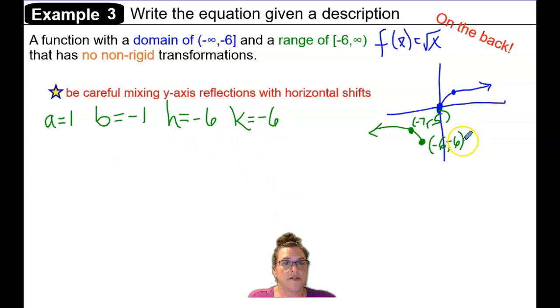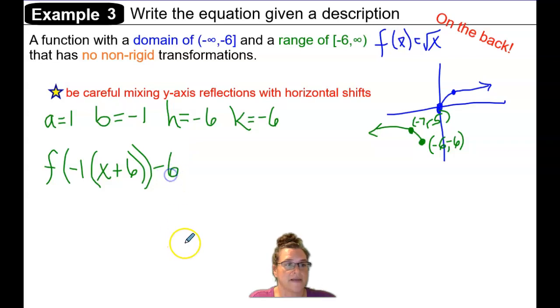So in the equation of this transformed function, I would have my function f of, and then the B is -1, then parentheses x minus a -6 will be a +6, and then I close the parentheses on my function, and then the K is plus -6 or -6.